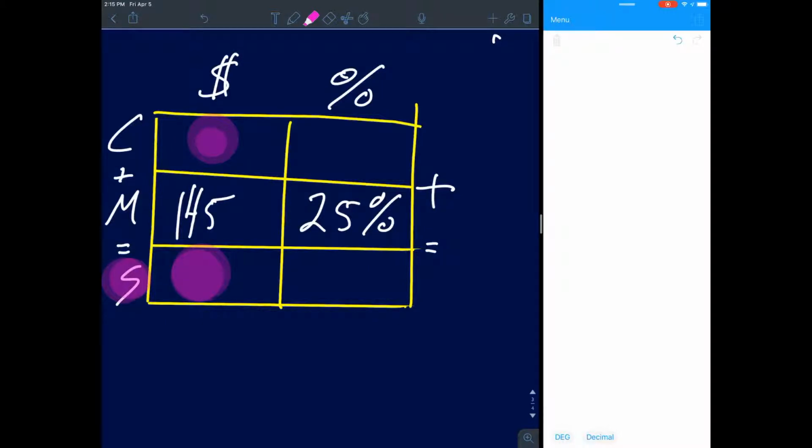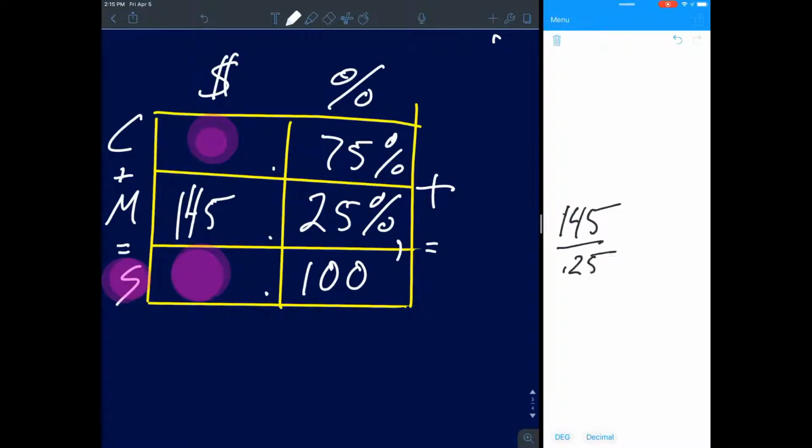Well, it shouldn't be too hard to figure out because we know that because it's based on the selling price, this percentage is 100. That means the cost is the difference of these two, being 75%. So that means that this number plus this number equals 100%. Because 145 divided by 0.25 is $580.